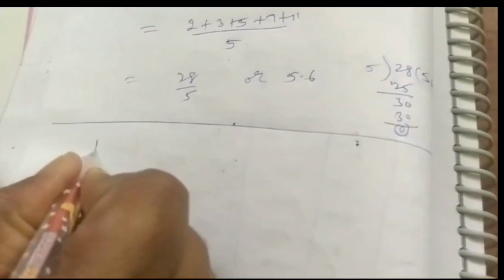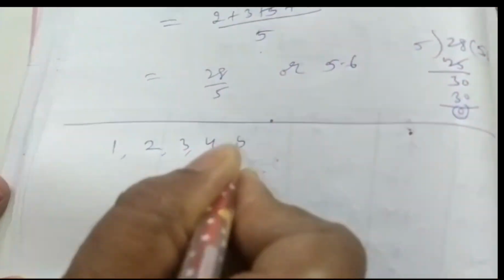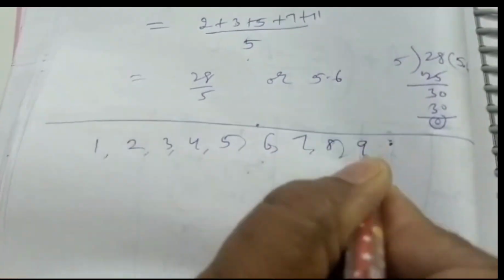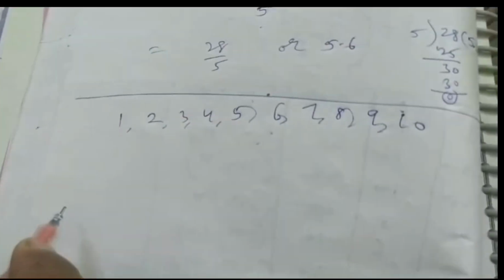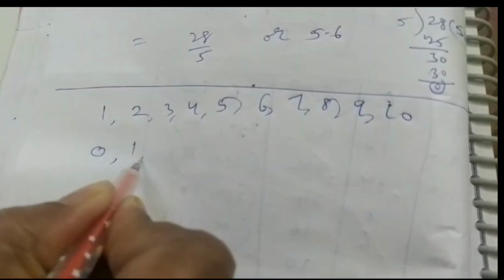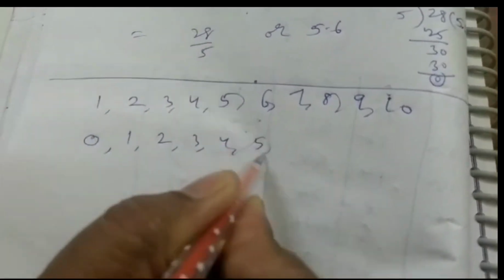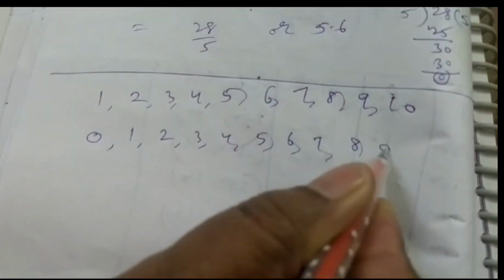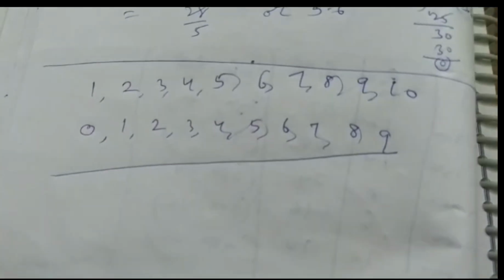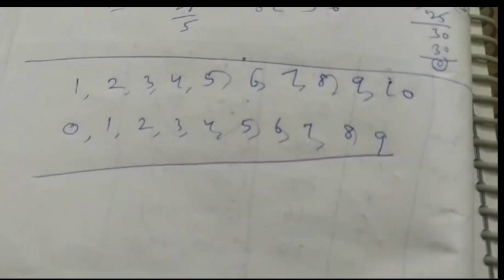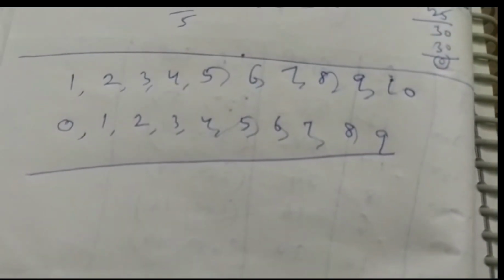Suppose the question is given, find the mean for first 10 natural numbers. We already know what are the natural numbers first 10. 1 2 3 4 5 6 7 8 9 10. Suppose first 10 whole numbers is asked. From where will we take? 0 1 2 3 4 5 6 7 8 9. We get only up to 9 there. What we need to do when we find mean? Sum of the observations by number of observations.